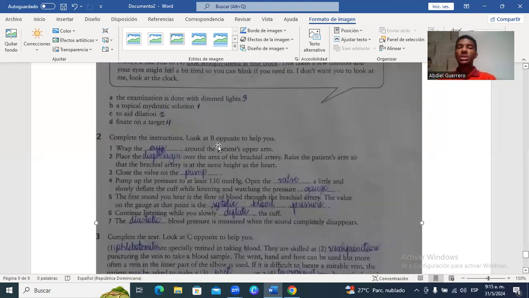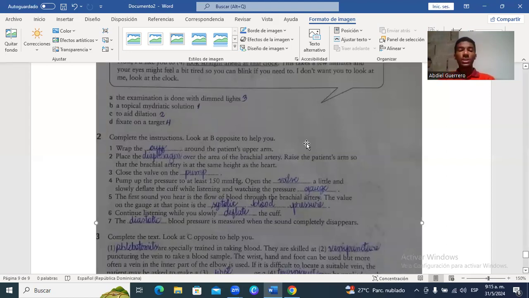The examination is done with dilated pupils. 3. A topical mydriatic solution. 1. Pupil dilation. 2. Fix on a target.